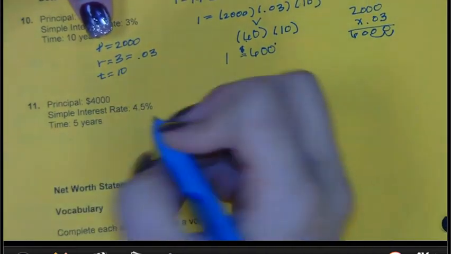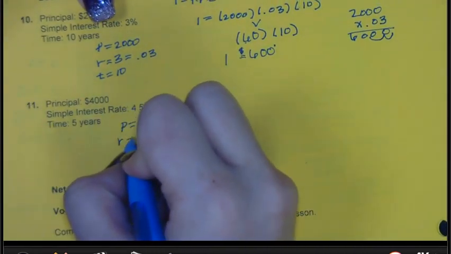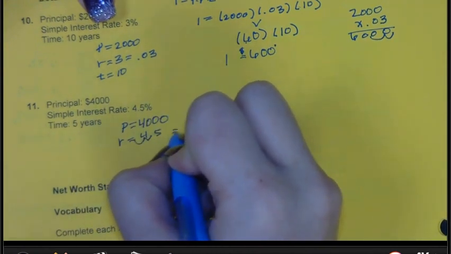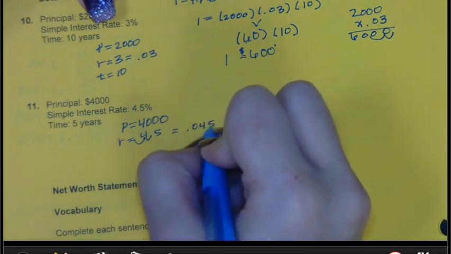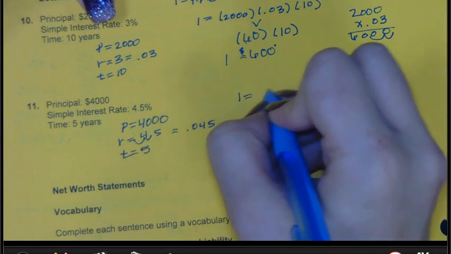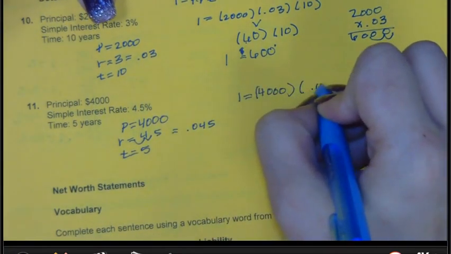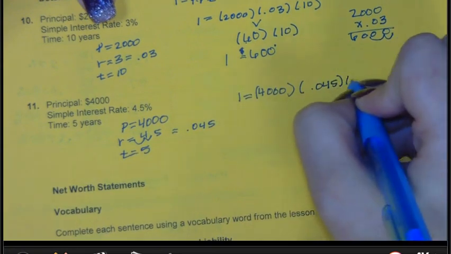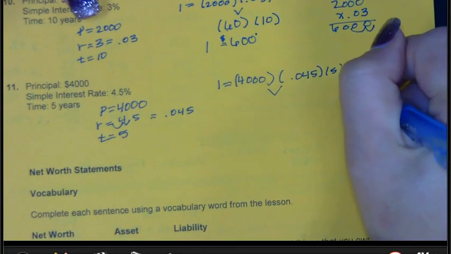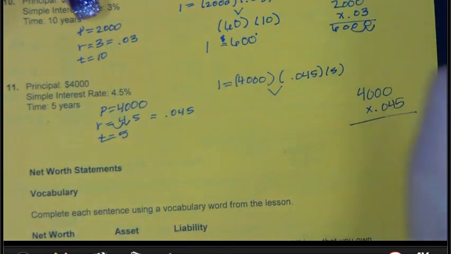All right, let's try it for the next one. So our principal is $4,000. Our rate is 4.5%, which move it 2 times to the left, which gives me 0.045. And T is equal to 5 years. So I is equal to 4,000 times 0.045 times 5. We're going to multiply the first two numbers together. So I have 4,000 times 0.045.